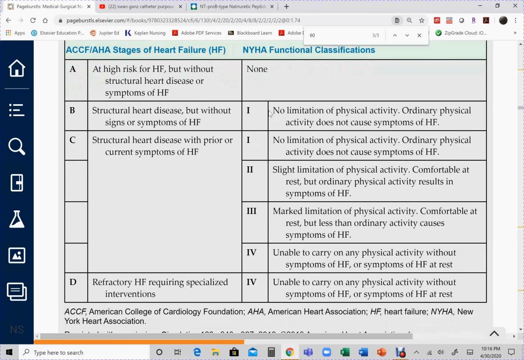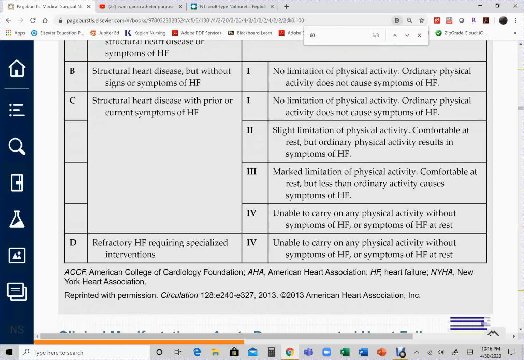Class 1, you can disregard, because look at this. There is no limitation in physical activity. Ordinary physical activity does not cause any symptoms. Do we need to memorize that? Not really. Think of a patient with heart disease, but they're okay, so they can function every day. So you will only need to remember heart class 2, 3, and 4.